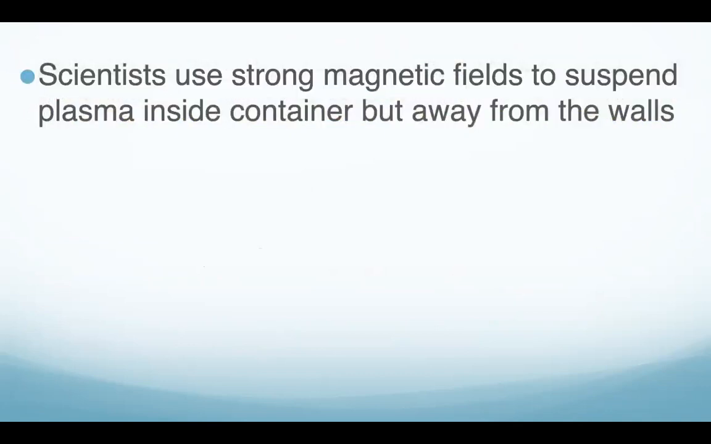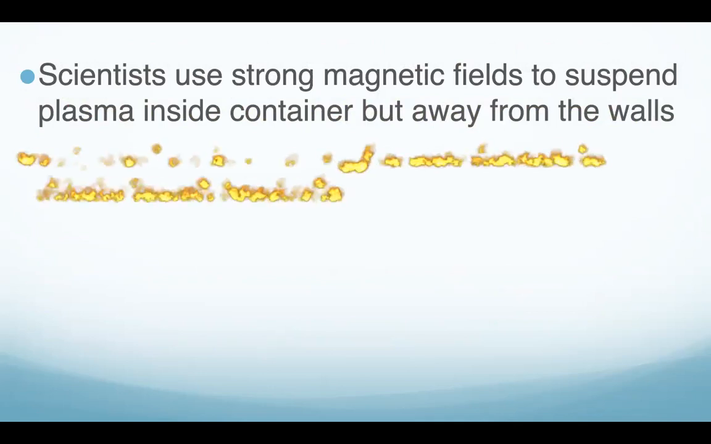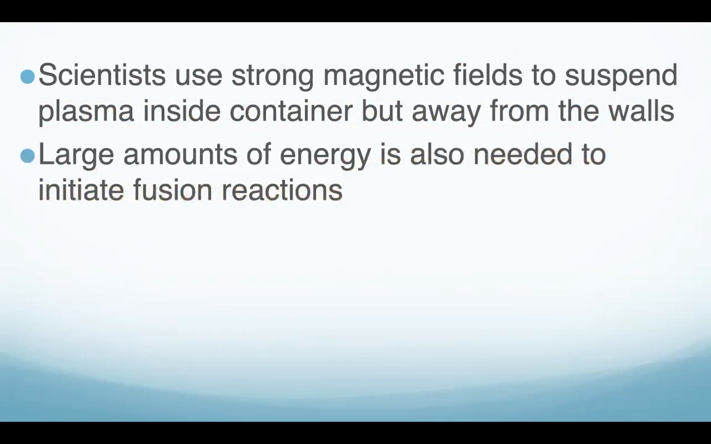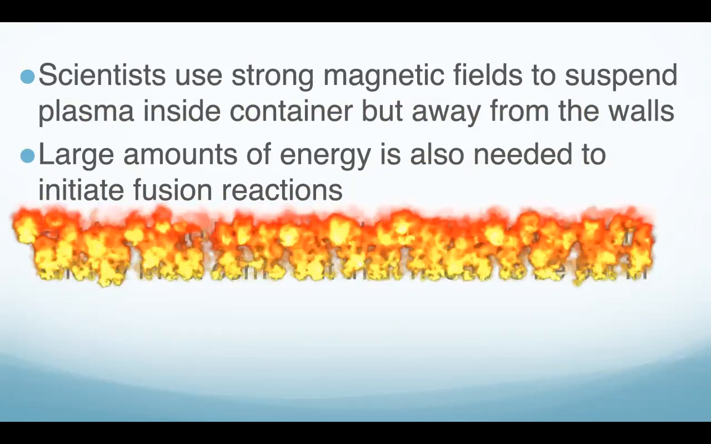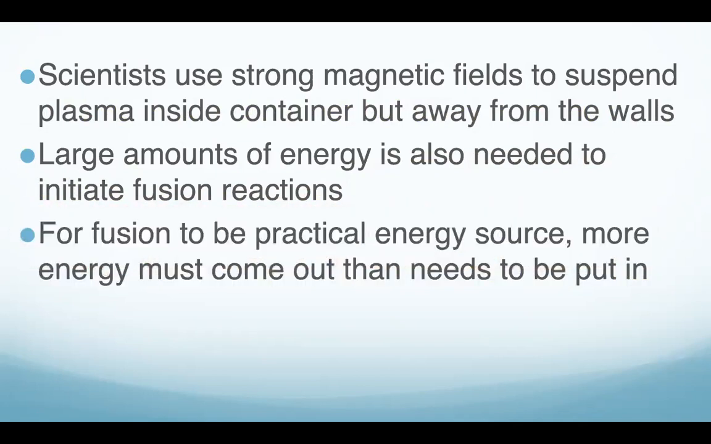Scientists can use strong magnetic fields to suspend plasma inside a container, but away from the walls. But large amounts of energy are also needed to initiate fusion reactions. So for fusion to be a practical energy source, more energy must come out than needs to be put in.